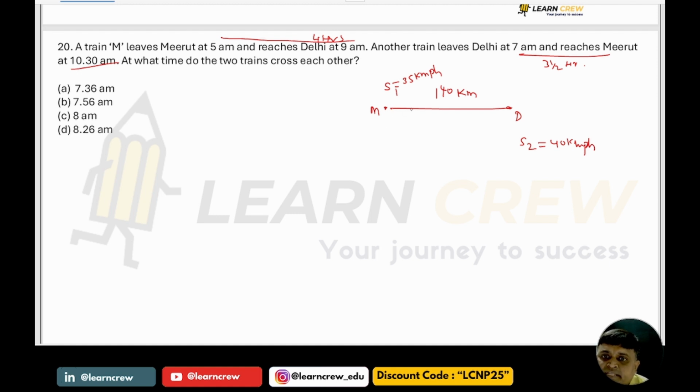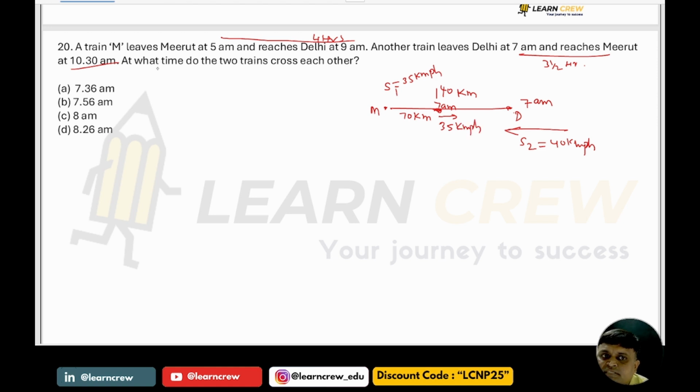So by the time the second train started at 7 a.m. from Delhi, the first train had already covered 2 hours. So 2 into 35, 70 kilometers. Now this train at 7 a.m. is here, 70 kilometers away from Meerut, and the second train with a speed of 40 has started from Delhi. This is at 7 a.m., with a speed of 35 kilometers per hour.